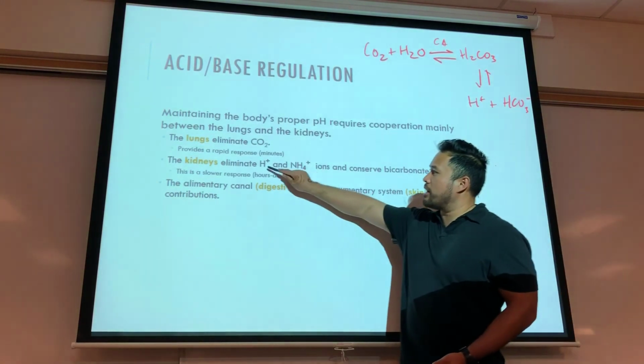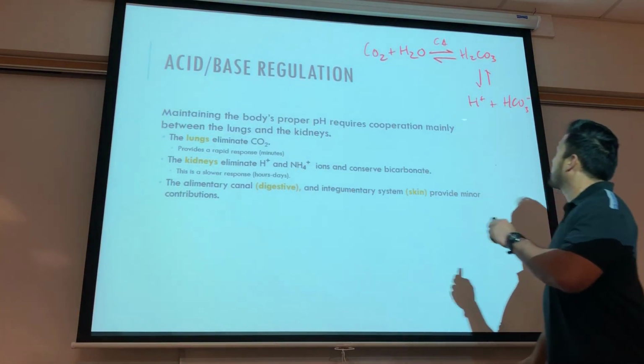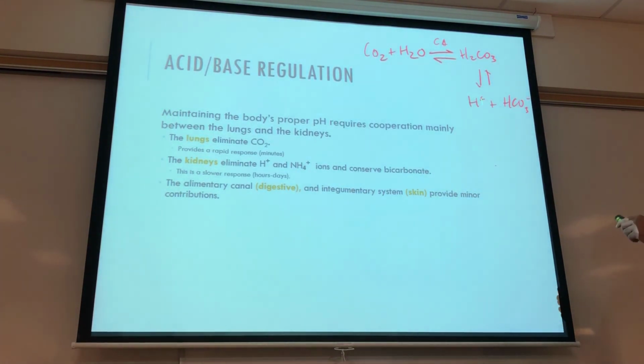Now, what's happening to the other hydrogen ions from this equation? If we're conserving bicarbonate, what are we doing with our hydrogen ions? We're eliminating them through the kidneys. And that takes a little bit longer. These aren't very fast responses, because this is all through secretion.